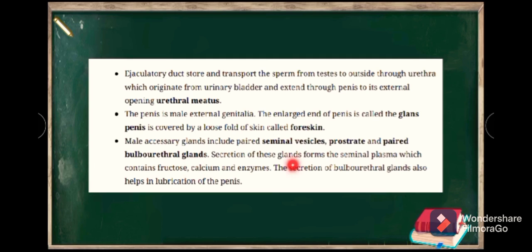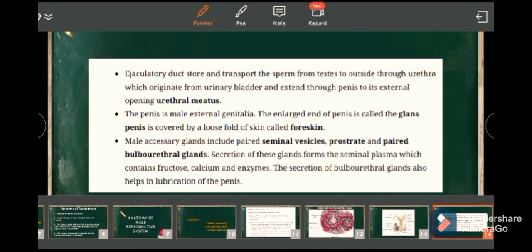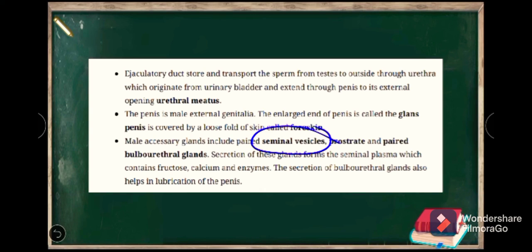The secretion of all these three glands, the seminal vesicle, prostate gland, and bulbourethral gland, helps the penis with lubrication, and along with that, the entire fluids which you get from all these three help in maintaining the semen quality. And what is present in the fluids of this seminal plasma? Seminal plasma means the fluid that comes out from the seminal vesicle. Fructose is there, calcium, and different types of enzymes are there. Is it clear, students?